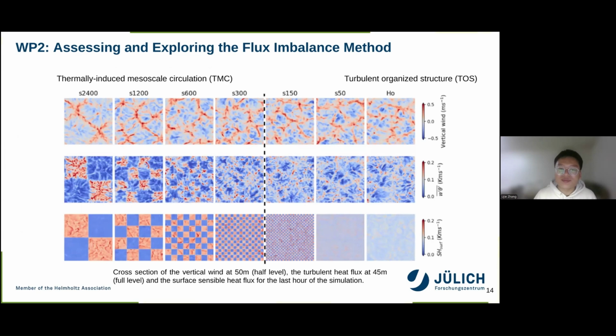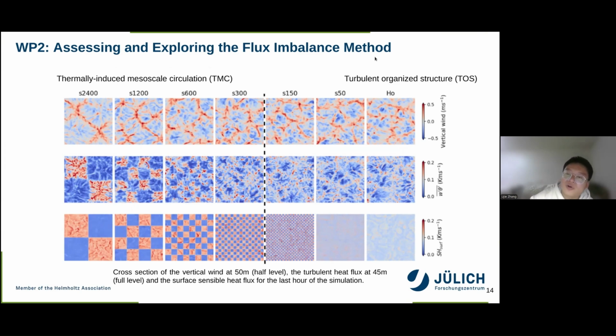The result is more interesting here because when the heterogeneity scale is large enough, we found that, in the first row, the vertical wind, the second row, the turbulent heat fluxes, and the last row, the sensible heat flux at the surface, there is a good correlation between the vertical wind, or let's say the updraft, and the sensible heat fluxes. And you can still observe these structure patterns until the heterogeneity scale decreases to 300 meters.